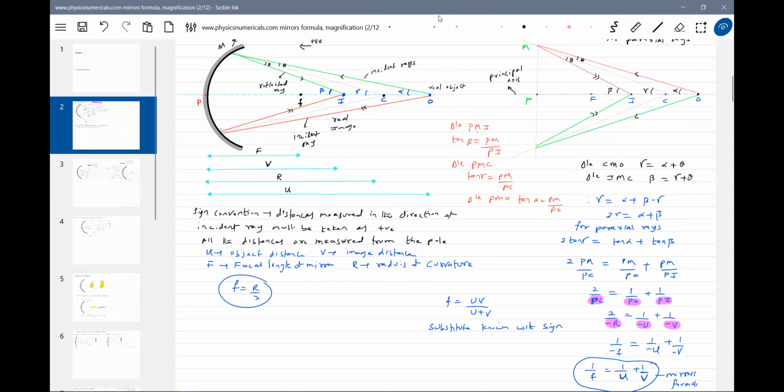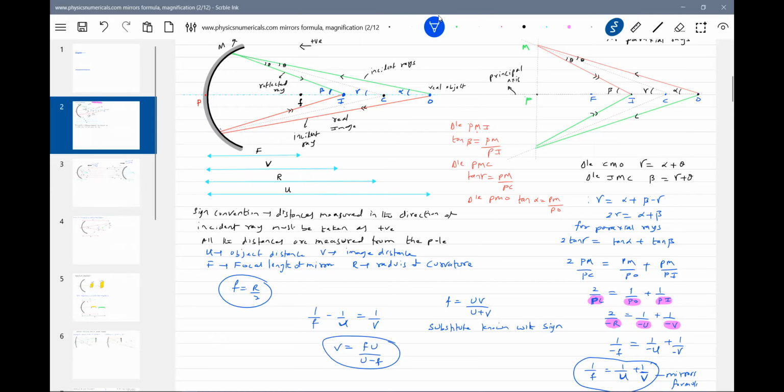With the help of this formula, I can do. So if you know the object distance and the focal length of the mirror, the unknown thing you can find out. Okay, let me solve for v. So it will be 1 by f. So what will the expression for v be? v will be f u by u minus f.